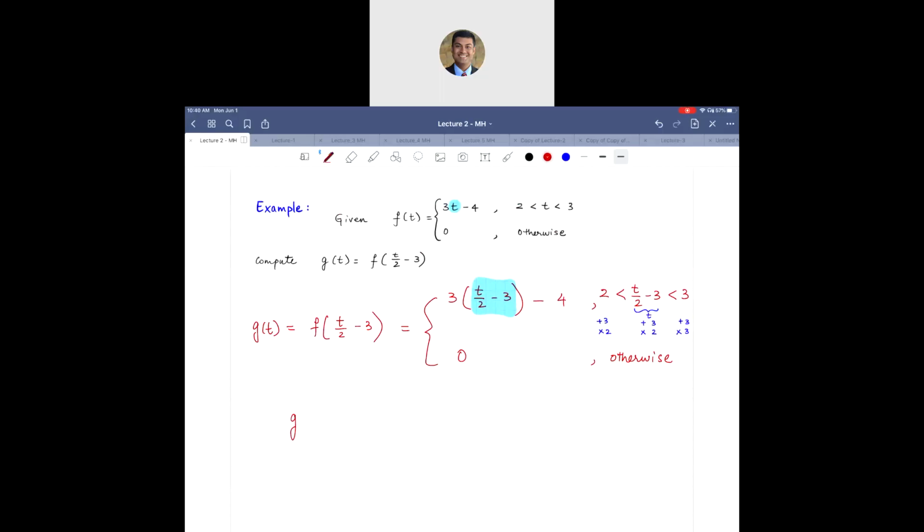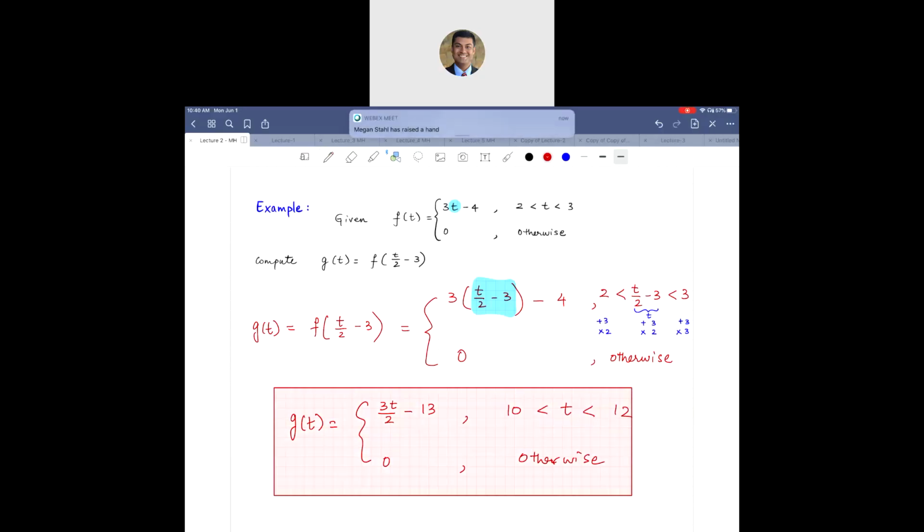I will get g of t to be, let's see, it's still going to be 3t divided by 2, and then you have -9, -4, so -13, and then 0 over here. For the first one, it is going to be 2 plus 3, that is 5, times 2, 10, less than t, less than, let's see, 3 plus 3, 6, times 2, 12. And this is going to be 0 otherwise. So just a quick example to go from one function to the other, and that will give us that.